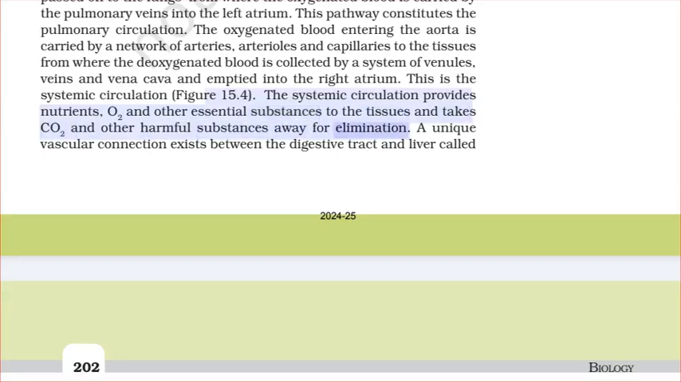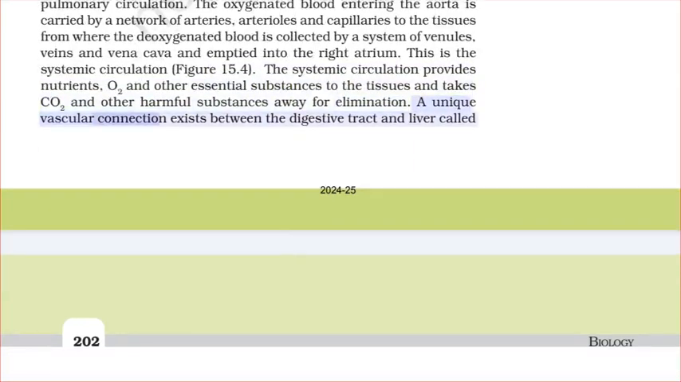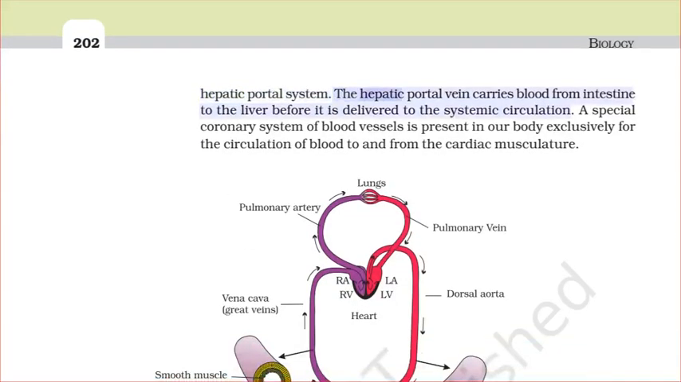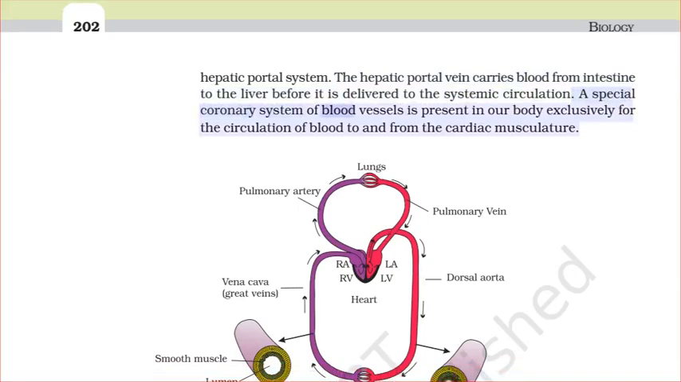A unique vascular connection exists between the digestive tract and liver called hepatic portal system. The hepatic portal vein carries blood from intestine to the liver before it is delivered to the systemic circulation. A special coronary system of blood vessels is present in our body exclusively for the circulation of blood to and from the cardiac musculature.